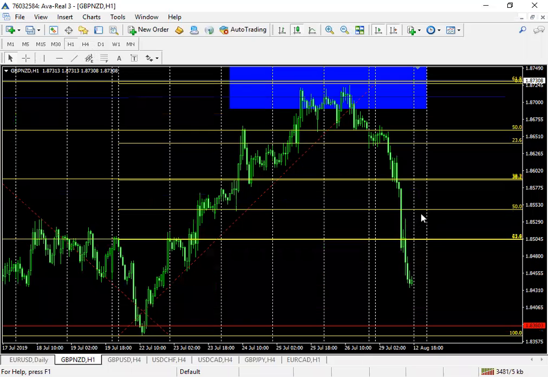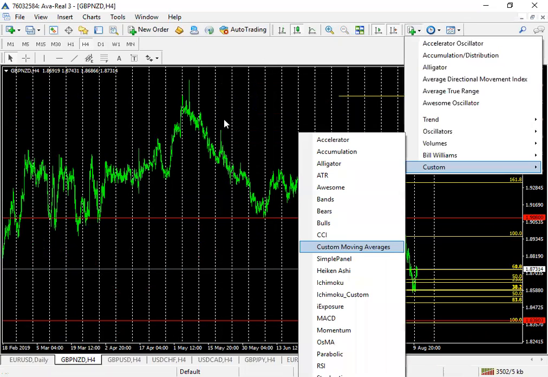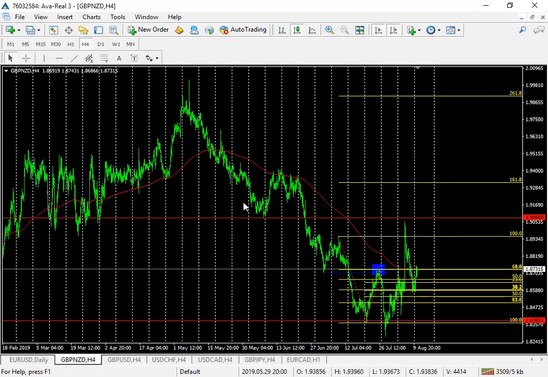So the immediate area would certainly be 90.80, so 90.80 even. That's certainly an area where I'll be looking to go short. And I think I would add our 200 moving average. The 200 moving average should add another layer of confluence. Check on our daily.